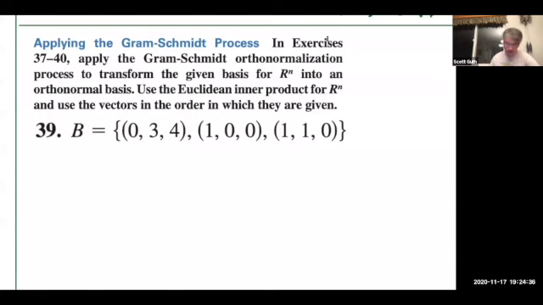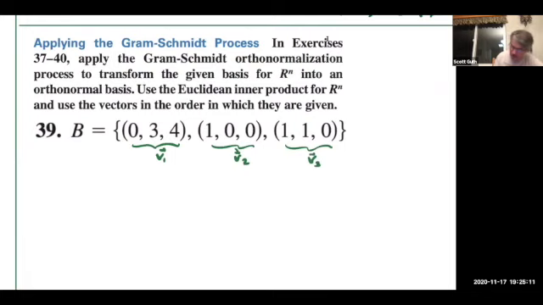Okay, so we're on 39. We're going to use Gram-Schmidt orthogonalization, and then we'll normalize the vectors, which means to make them unit vectors. Some of these are pretty easy. For instance, the first two are already orthogonal if you look at that dot product. So this should go pretty quickly. I'm going to name these V1, V2, and V3.